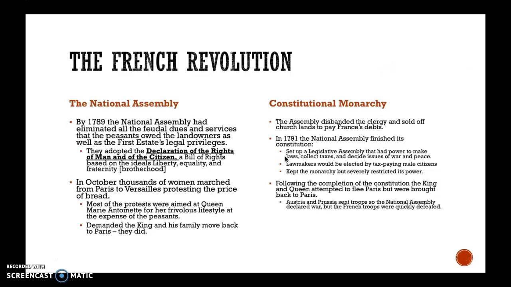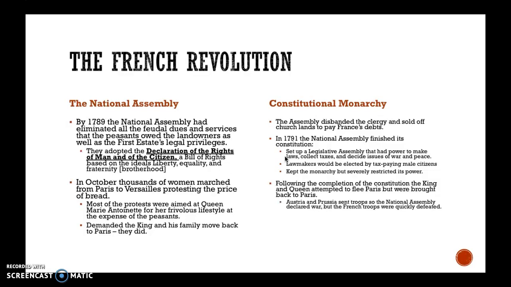So they did. The assembly then disbanded the clergy, they sold all the church lands, tried to pay France's debts that they owed, and they finished the Constitution, which set up the legislative assembly that had power to make laws, collect taxes, and decide issues of war and peace. They also decided that all lawmakers would be elected. They kept the monarchy, but they really restricted its power.